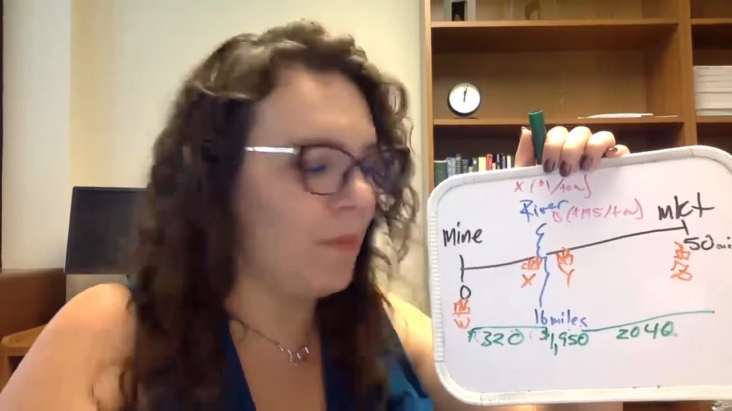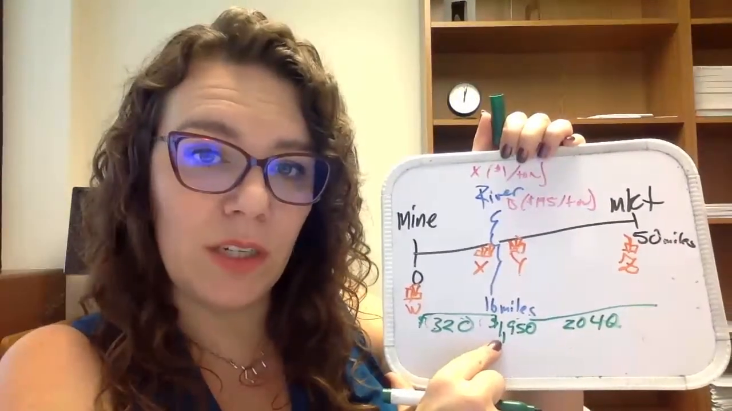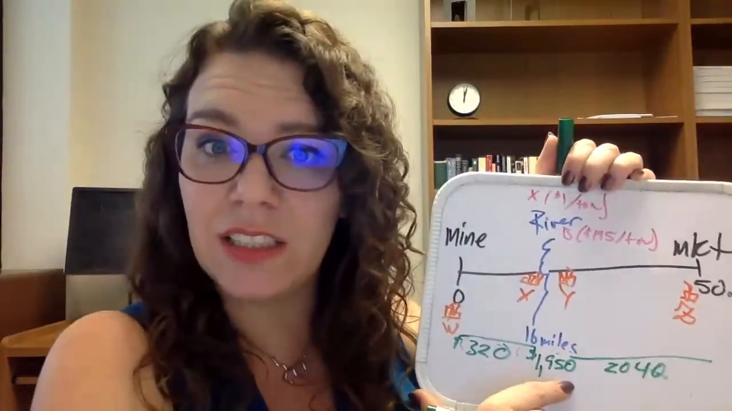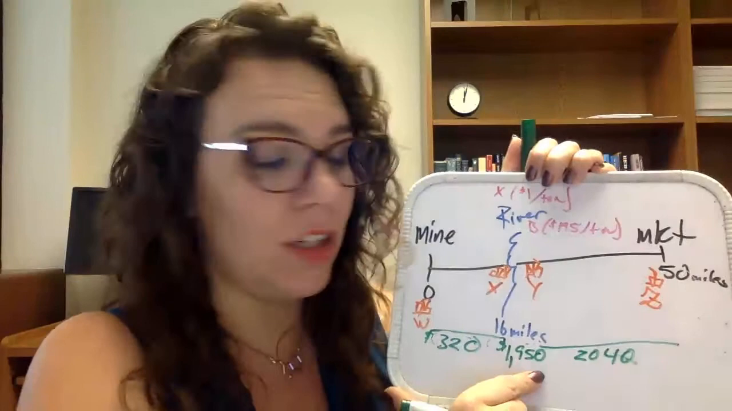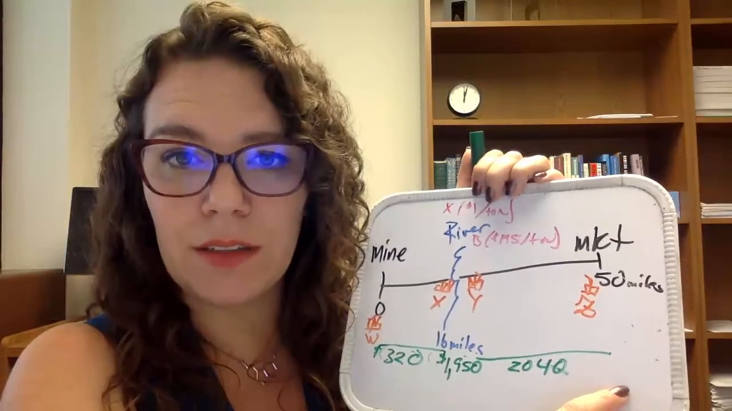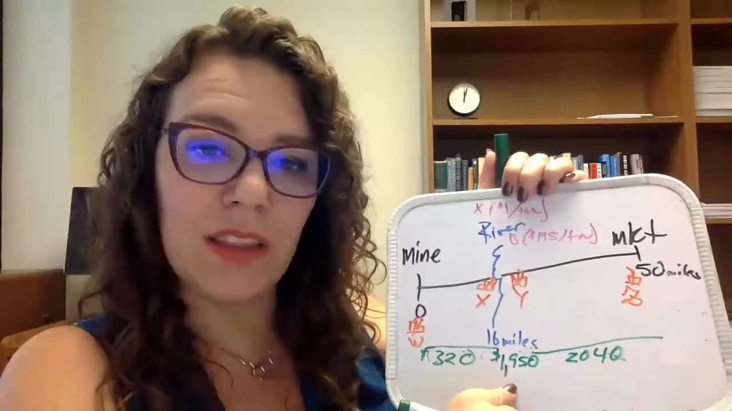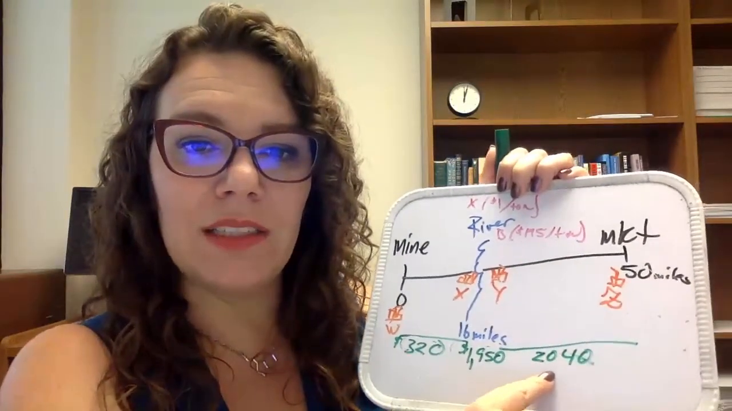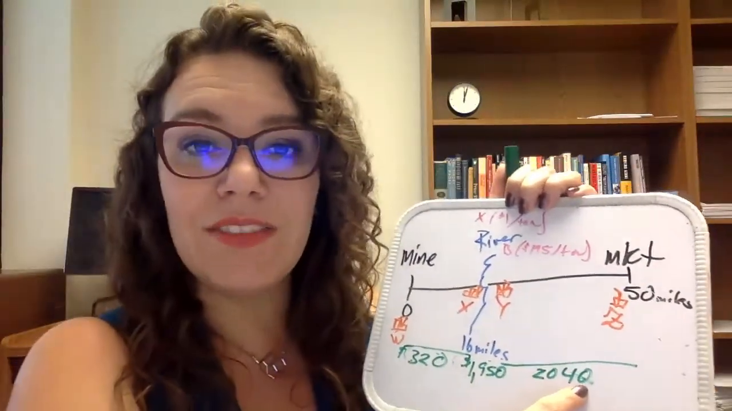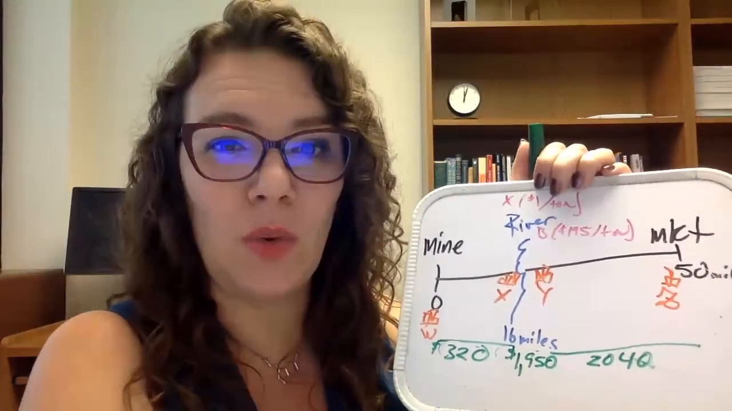Hopefully. So we transport B from the mine to the river at a cost of $320. Barging the B across the river because of that hazard cost is $1,950. And then we turn B into X, and it costs $2,040 to get it to the market. So now we have a new cost. $320 plus $1,950 plus $2,040 gives us a total cost of $4,310. Does that make sense? Are y'all with me?